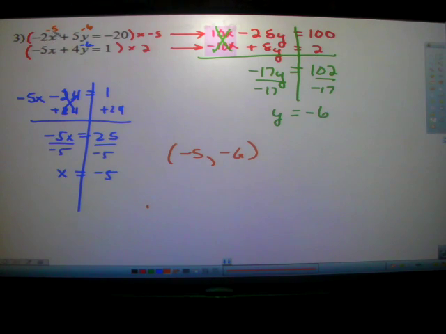So -2 times -5 is 10. 5 times -6 is -30. And if I did this correctly, these two should add up to be -20. 10 plus -30 does equal -20. So 100%, that's the right answer.